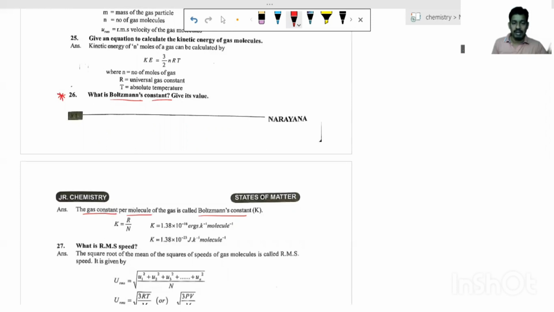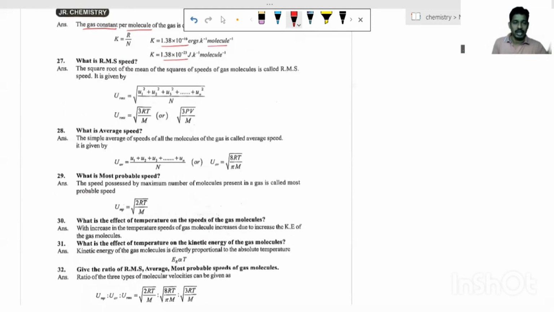Right? Here the k value is 1.38 into 10 to the power minus 16 ergs per Kelvin per molecule. And its value in joules is 1.38 into 10 to the power minus 23 joule per Kelvin per molecule. So this is also one of the important values from states of matter.